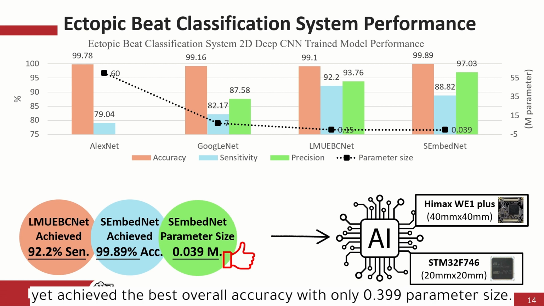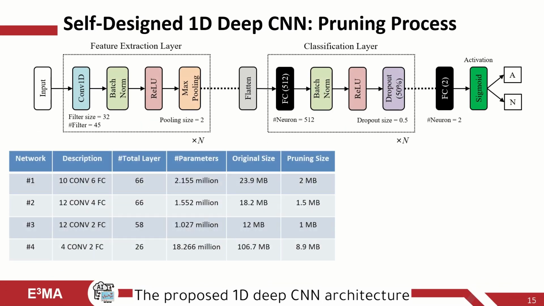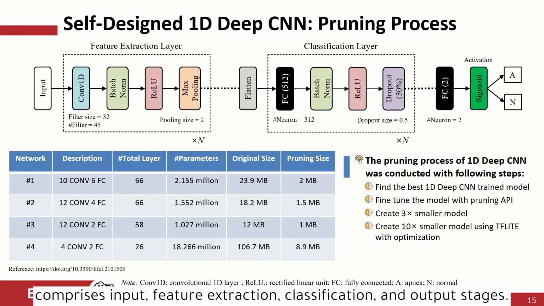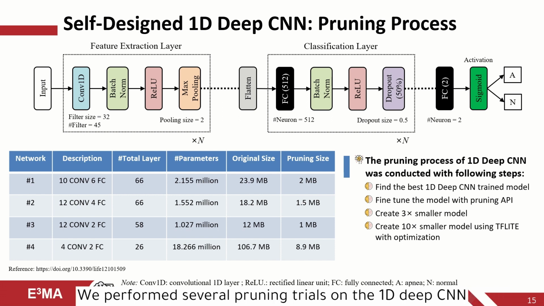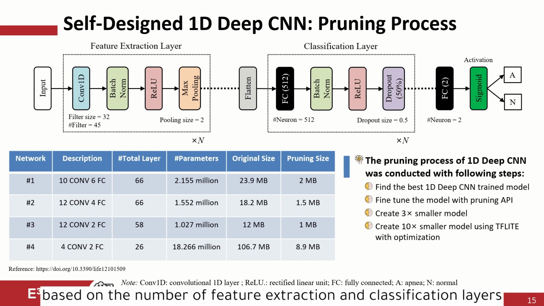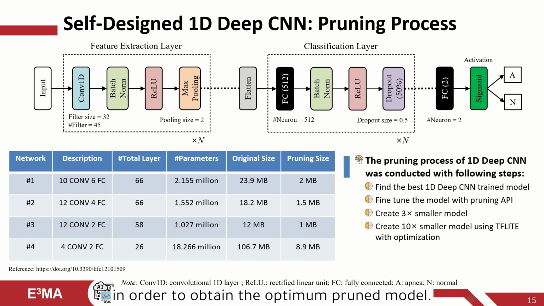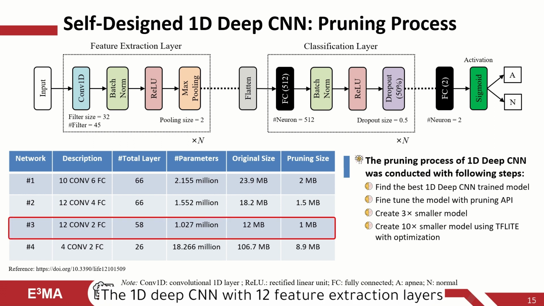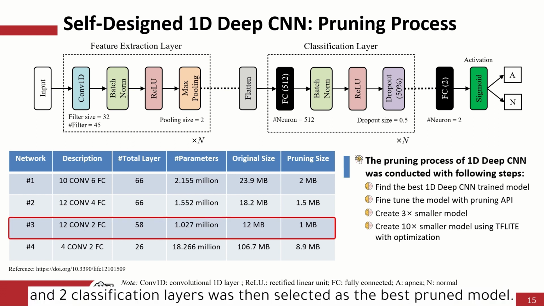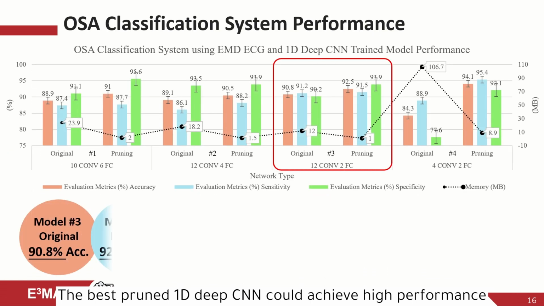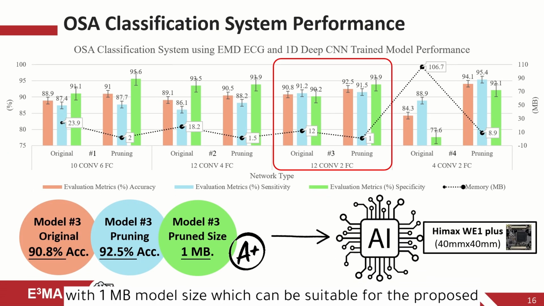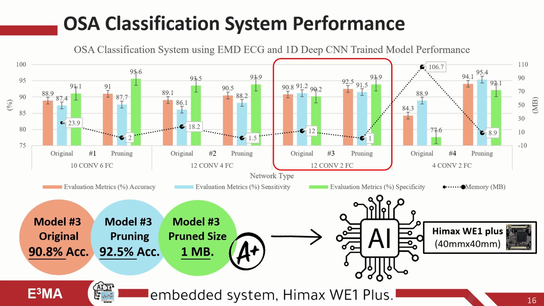The proposed 1D deep CNN architecture comprises input, feature extraction, classification, and output stages. We performed several pruning trials on the 1D deep CNN based on the number of feature extraction and classification layers in order to obtain the optimum prune model. The 1D deep CNN with 12 feature extraction layers and 2 classification layers was then selected as the best prune model. The best prune 1D deep CNN could achieve high performance with 1 MB model size, which can be suitable for the proposed embedded system, HiMax WE1 Plus.